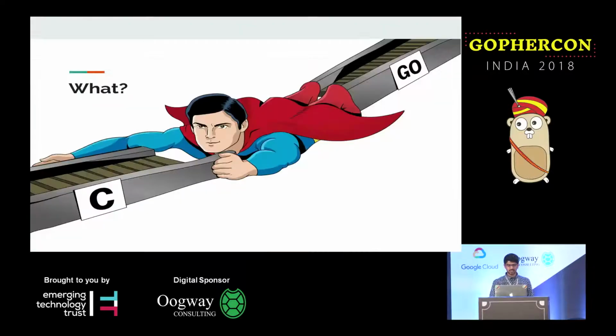So what is CGO exactly? I think CGO is like this Superman. It is extremely strong and powerful because you can have both C and Go running at the same time, and you can call functions from C to Go and the other way. So it's like this Superman which is holding the two sides together.